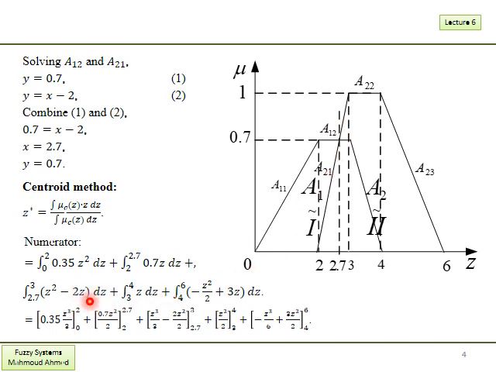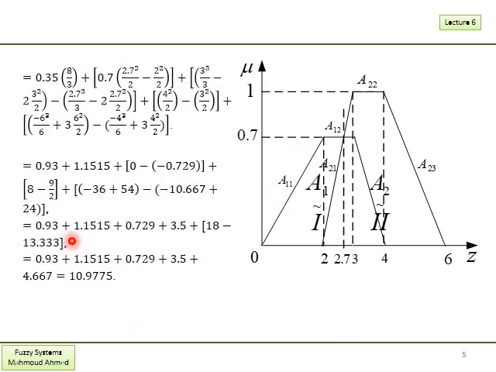Multiplied by z. For the next part, the integration limits are from 3 to 4, multiplied by z. For the last part, simply the equation of the straight line multiplied by z. The limits are from 4 to 6. So simply put here the limits of the integrator and solve this equation algebraically.